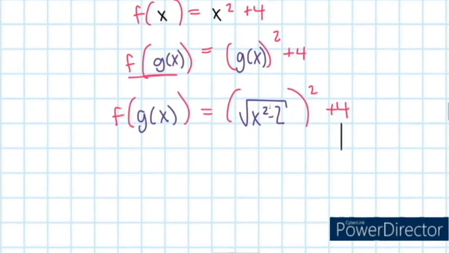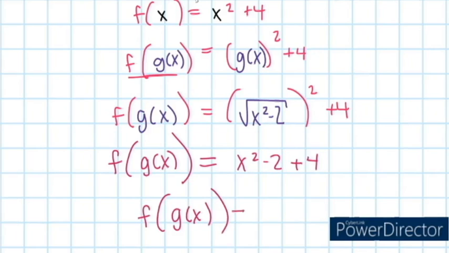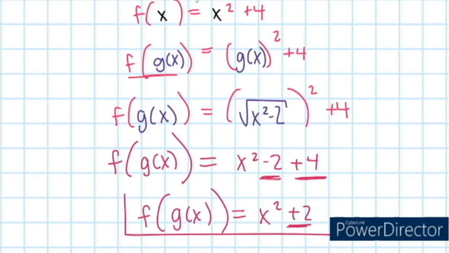And let's simplify this. I'm actually going to switch colors just to show that we're pretty close to finding our final solution. So f of g of x is equal to, well, what is the square root of x squared minus 2, squared? That's just x squared minus 2, because we did the opposite operation, right? We're squaring something that was already under a square root. So we just get x squared minus 2. But don't forget the plus 4 from before. Okay, so now let's simplify it even more. Final answer is f of g of x equals x squared plus 2.